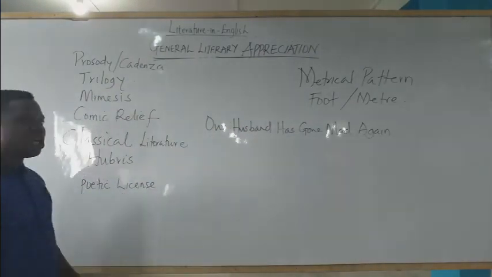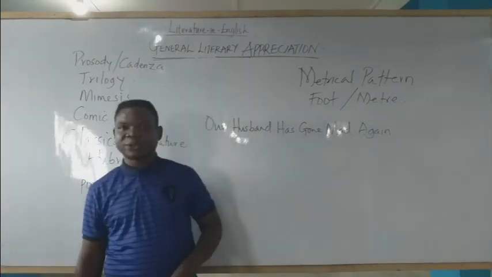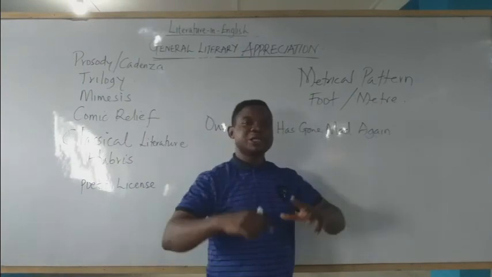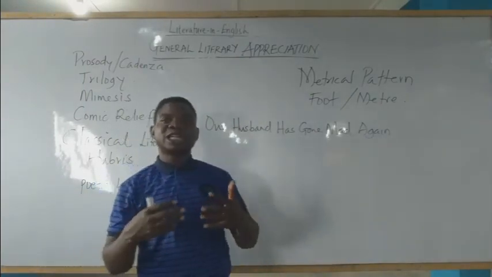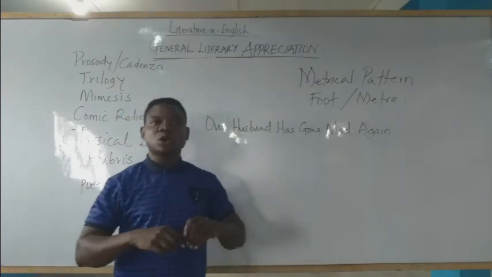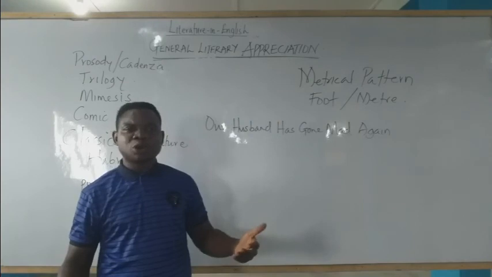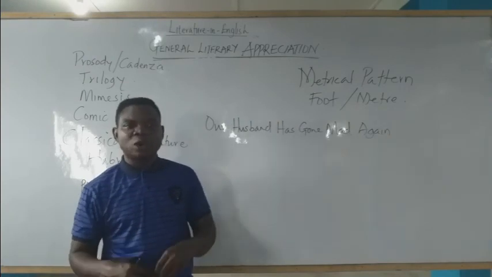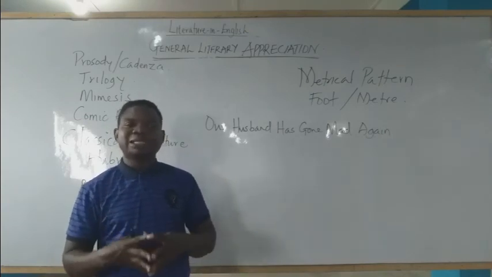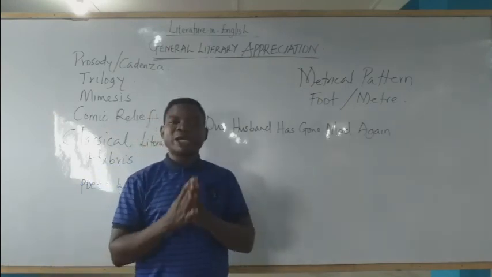Then lastly, we have poetic license. Poetic license simply refers to the freedom or liberty given to writers to use language as it is pleasing to them. As literary writers, they can coin words. They can bring you new words. They can use archaic words. They can even use existing words in a new form. So that freedom or liberty that writers have to use language as it is pleasing to them is called poetic license.